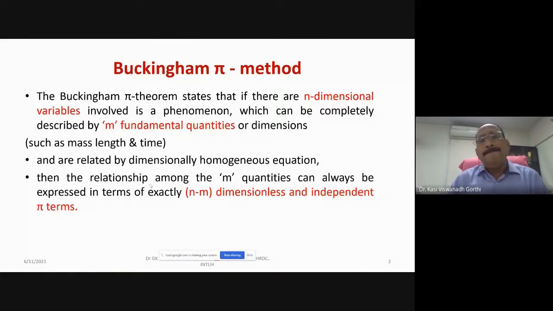What is this Buckingham Pi method? You can see here it is the Buckingham Pi method. The Buckingham Pi theorem states that if there are n dimensional variables involved in a phenomenon, which can be completely described by m fundamental quantities or dimensions. What are the fundamental quantities? Mass, length, time. Temperature, of course, for other types of fluids where we have a change in temperature also.